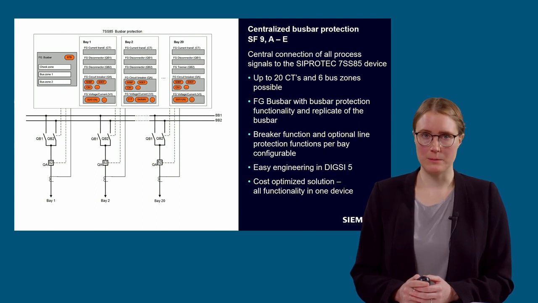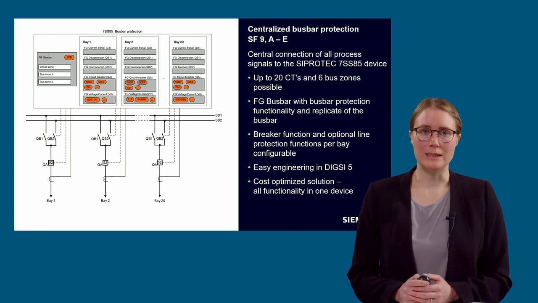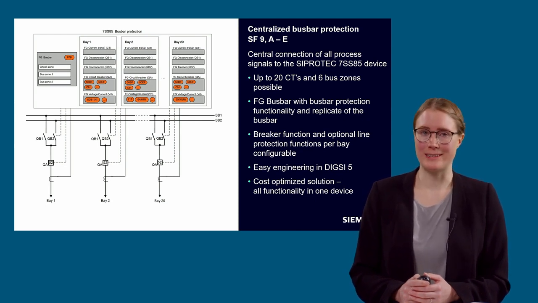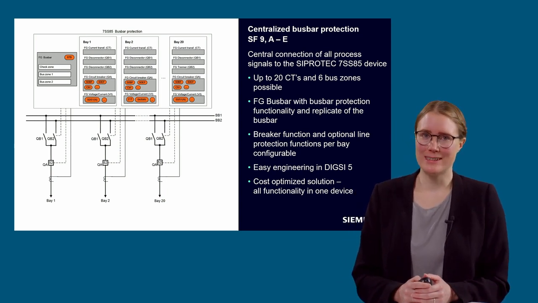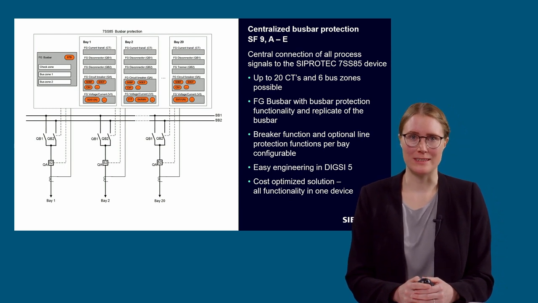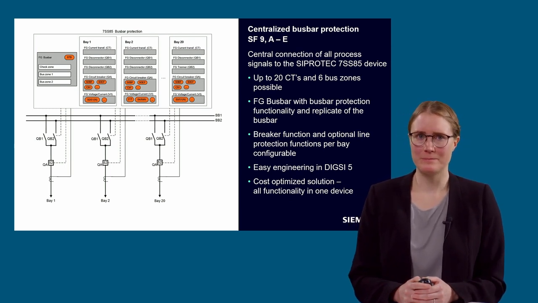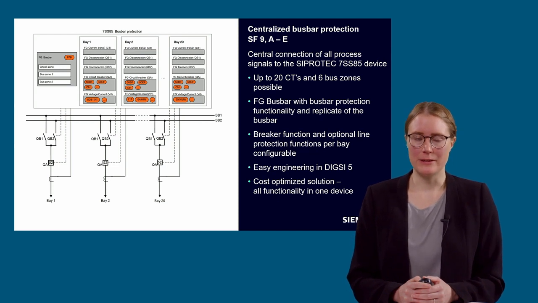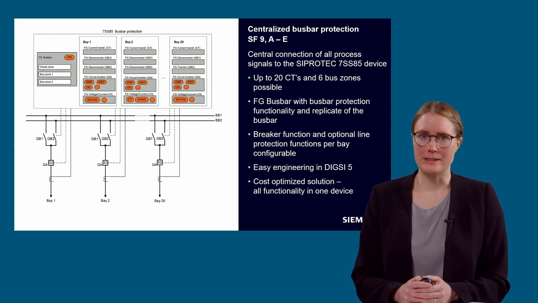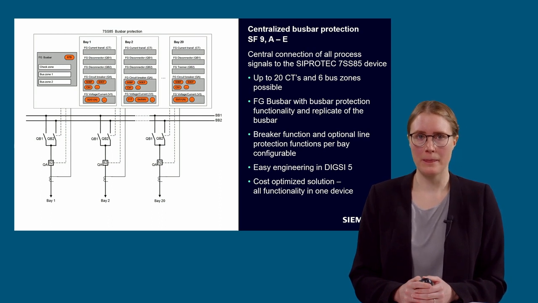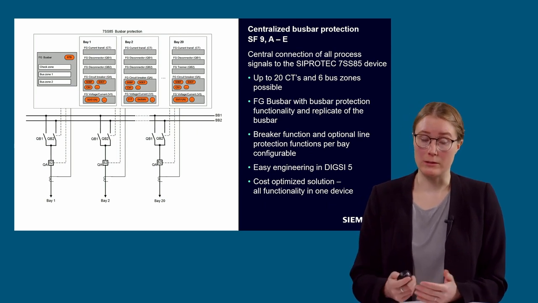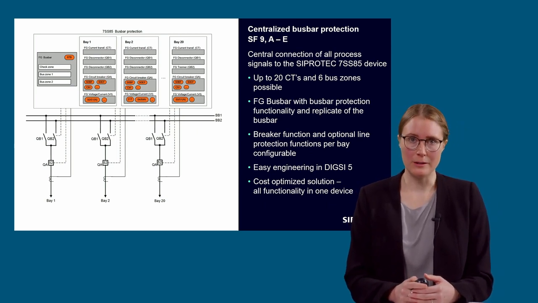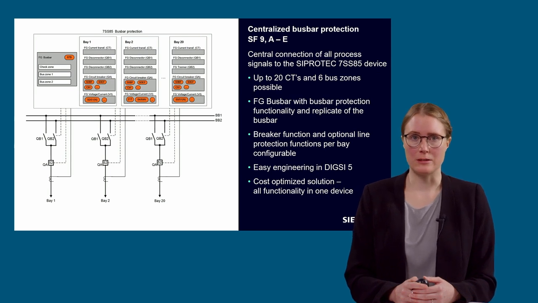For the centralized busbar protection, the so-called significant features 9 and A to E are relevant. Rainer will explain later what the significant features are all about. And when I show you the device selection in the SIPROTEC 5 configurator at the end, you will get a better understanding. With the 7SS85 centralized, up to 20 measuring points and 6 bus zones are possible. The 7SS85 centralized is a cost-optimized solution because you need only one device. You can learn more about the centralized solution in our 3rd tutorial next year.